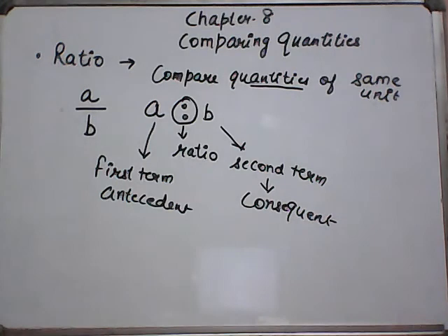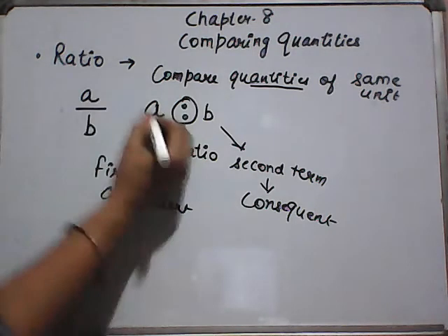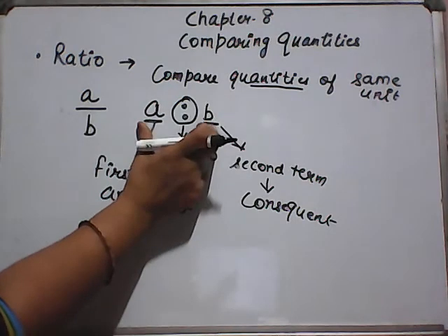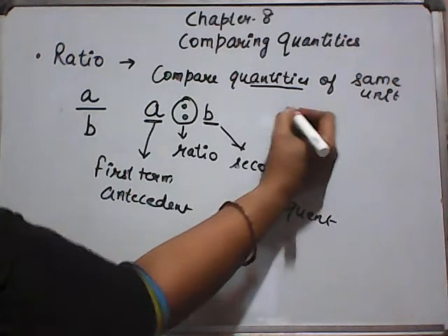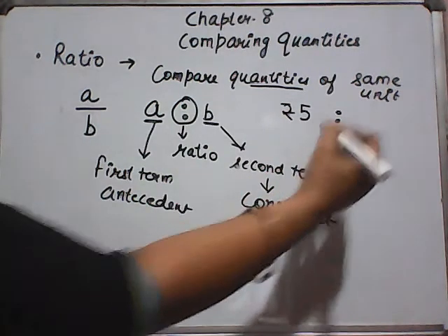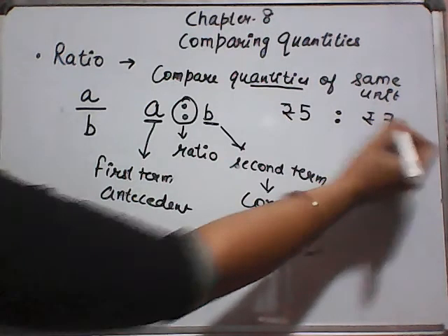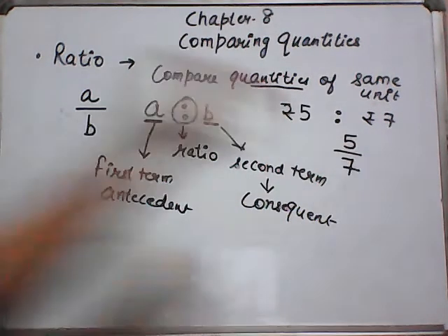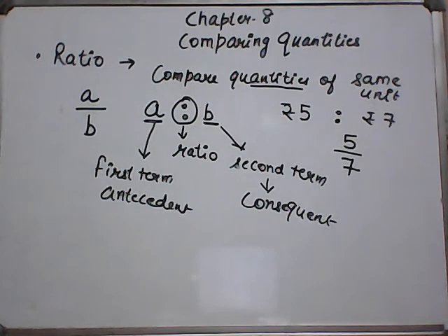Ratio means we can compare two or more quantities of the same type, same kind. Both quantities must be of same type. Suppose we have 5 rupees and another person has 7 rupees. Then we can say here 5 divided by 7. That means a person has 5 rupees and another person has 7 rupees.